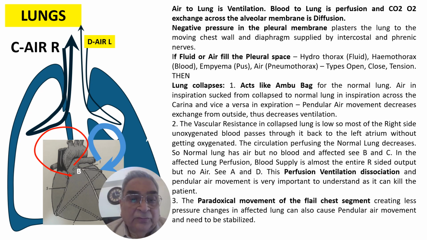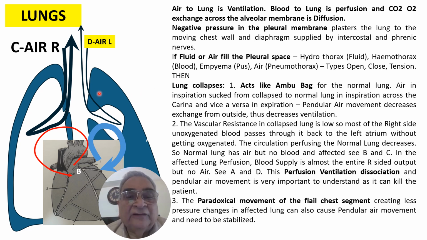So you now know that air to lung is ventilation, blood to lung is perfusion, and CO2-O2 exchange across the alveolar membrane is diffusion. This is produced by negative pressure in the pleural membrane, which plasters the lung to the moving chest wall and diaphragm, which is supplied by the intercostal and the phrenic nerves, and that makes this ventilation, perfusion, and diffusion possible because that is responsible for inspiration and expiration.